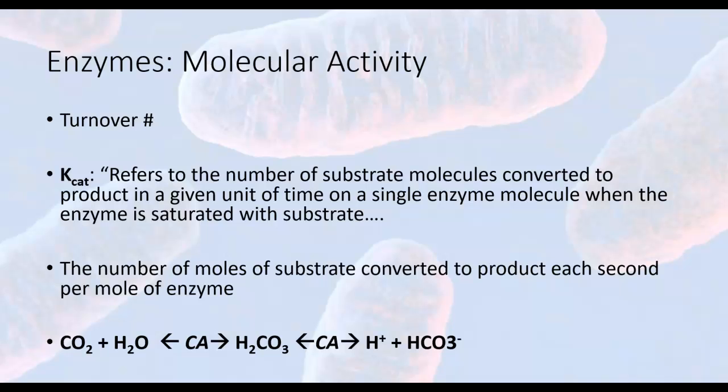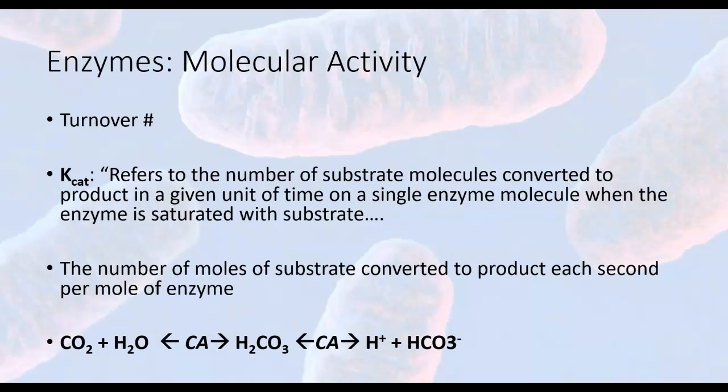So the number of molecules of substrate converted to a product each second per molecule of enzyme. In other words, the enzyme can take a certain amount of this substance and convert it into something else. So with regards to enzymes, if you see the term kcat, it's really referring to how much substrate that enzyme can convert to product, okay?